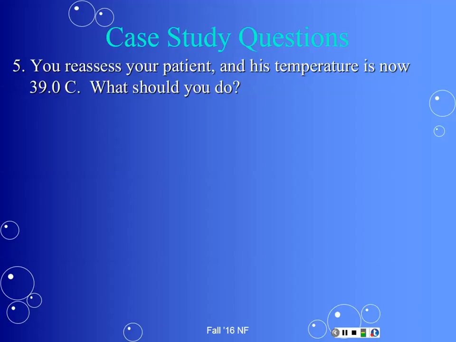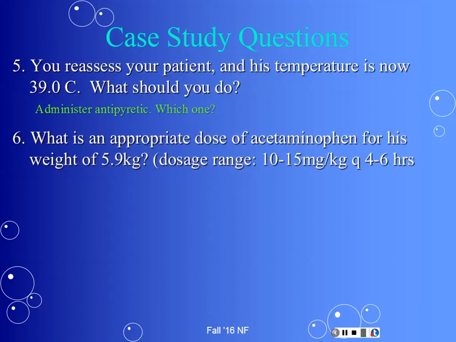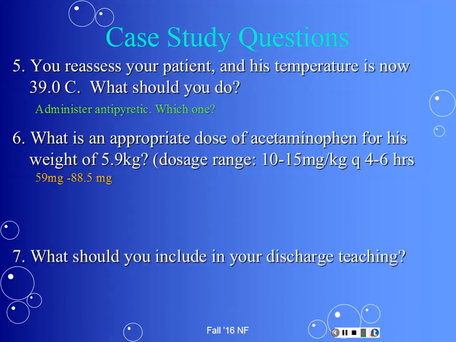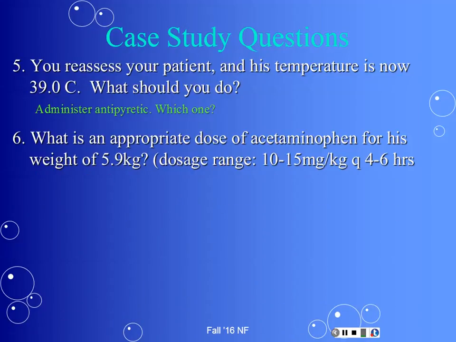Antipyretic, what kind? Tylenol or Motrin? Tylenol. Why can't we give this kid Motrin? This kid is under 6 months old. We do not give Motrin under 6 months old. They have to be 6 months or above to get Motrin. So we're going to want to give Tylenol. All right. So what's an appropriate dose of Tylenol for this weight of 5.9 kilos?